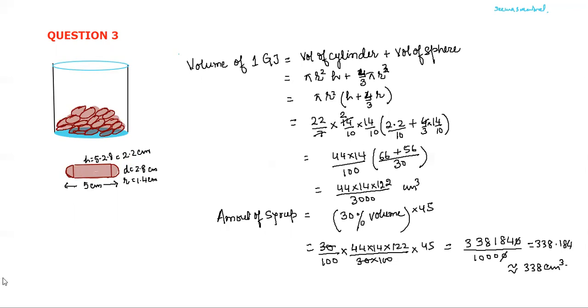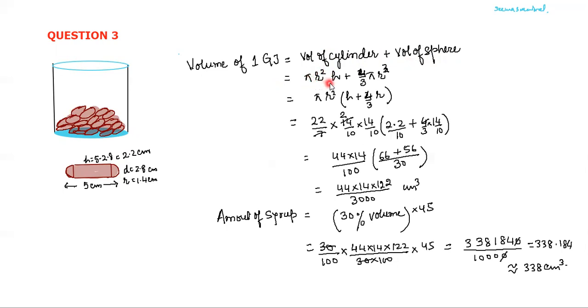Now let's find out the syrup contained in one gulab jamun. First of all we have to find out the volume of this gulab jamun. Since gulab jamun is made up of a cylinder and two hemispheres, and two hemispheres when you join them will become one complete sphere, I can say the volume of this gulab jamun is equal to volume of the cylinder plus volume of one sphere, half on one end, half on the other end. So both combined will give you the volume of a complete sphere. Now let's write down the formula.